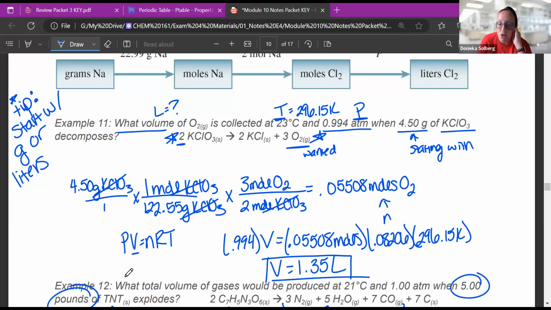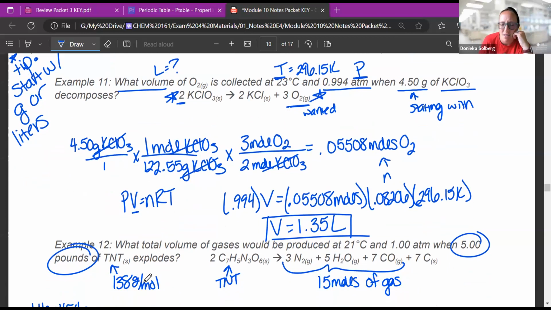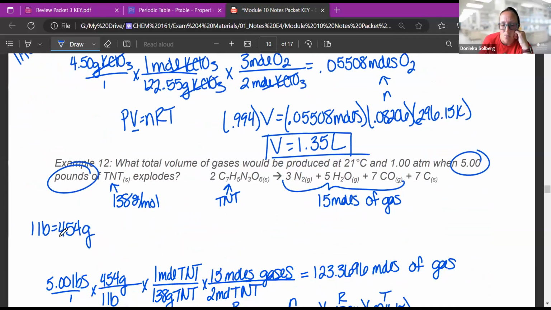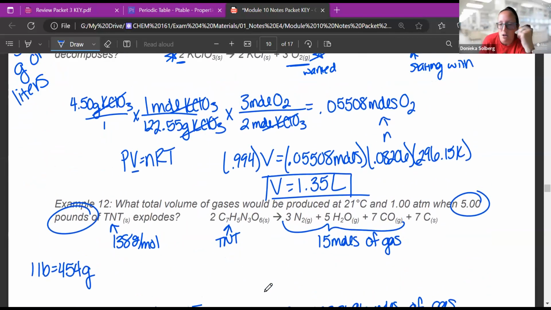So I would like you to try example number 12. It says what total volume of gases would be produced at 21 degrees Celsius in 1 atmosphere when 5 pounds of TNT explodes. Now, yeah, I gave you pounds, so you should convert that to grams first. I think that conversion is on this sheet. If not, 1 pound is 454 grams. That's a good one to know. Now, if you're looking at this equation, you should be able to tell that the big compound is going to be TNT.